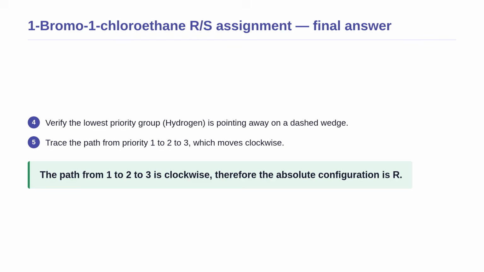Continuing with our molecule, now that we have our priorities, we check the physical position of the lowest priority group, which is hydrogen. The problem states it is already pointing away from us on a dashed wedge, so we do not need to mentally rotate the molecule. We can directly trace the path from priority 1 to 2 to 3. This path moves in a clockwise direction, just like the hands of a clock. Because this clockwise motion directly leads to our final answer, the absolute configuration of this chiral center is R. This tells us the exact, unambiguous 3-dimensional arrangement of the atoms in space.